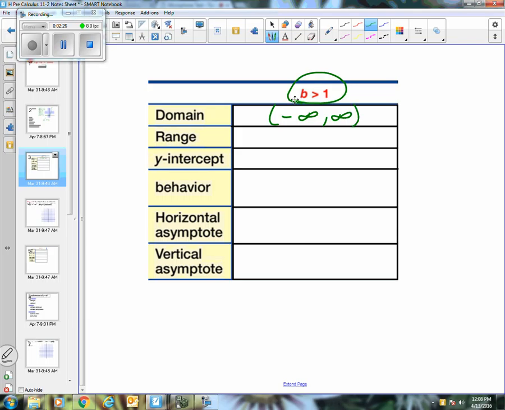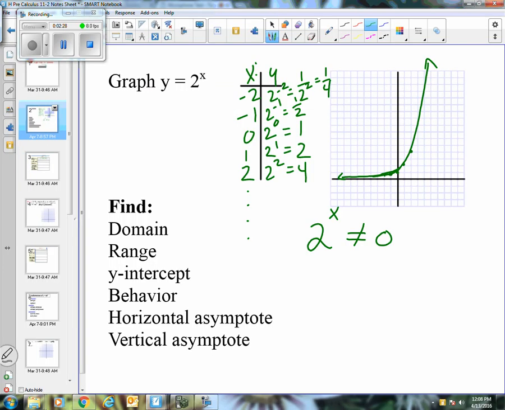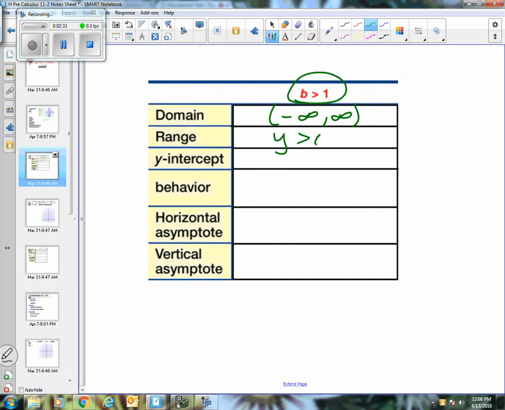Range are the outputs, the y's. Look at where the y values are on this graph. Everything is above the x-axis, so that means the y's have to be greater than 0. You can write it as an inequality. Some people prefer that as an interval, and that's fine too.